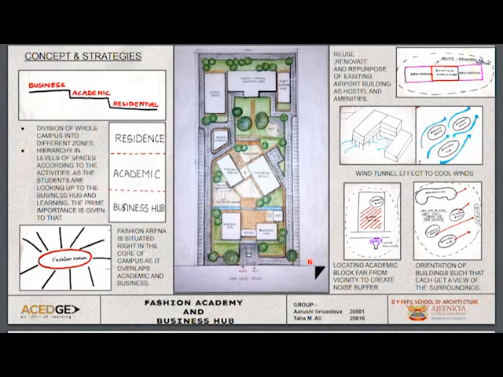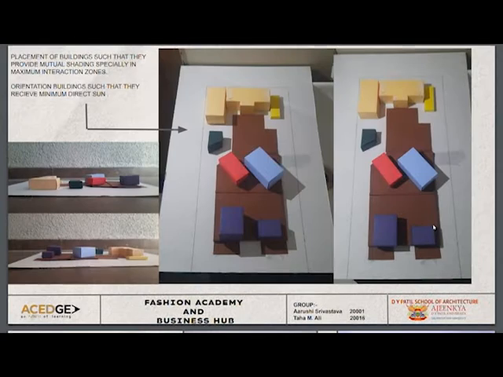The academic block is situated away from the periphery to avoid noise pollution, and all the buildings are oriented in a way that they get the views on the eastern side. The orientation of the buildings is also done to minimize the direct harsh sunlight coming from the north direction. The positioning of the buildings is such that they mutually shade each other, specifically the major interaction spaces.